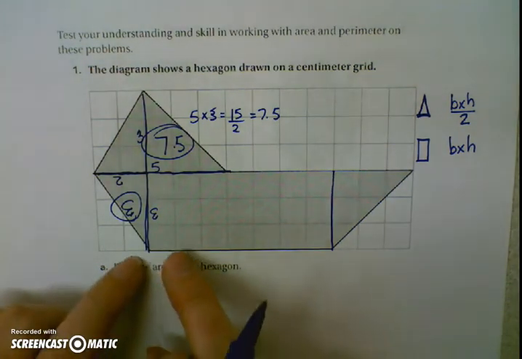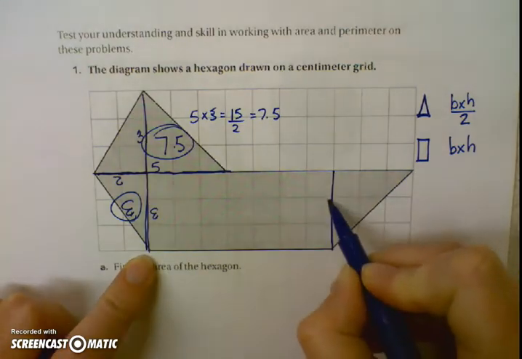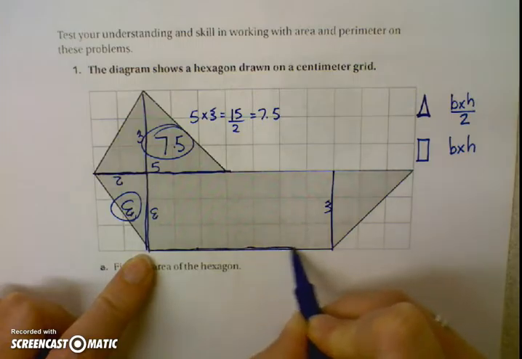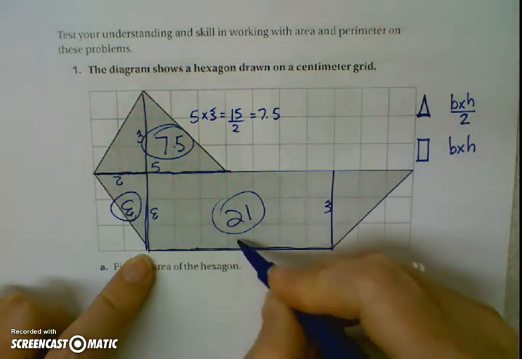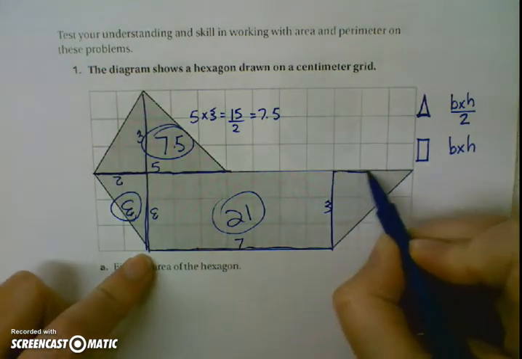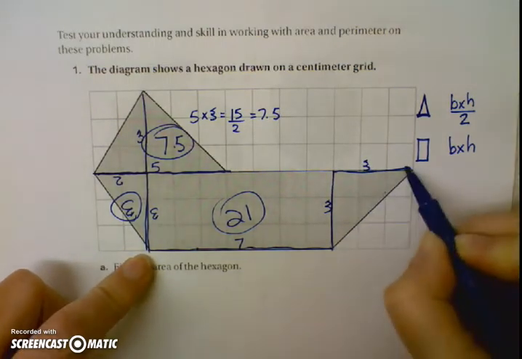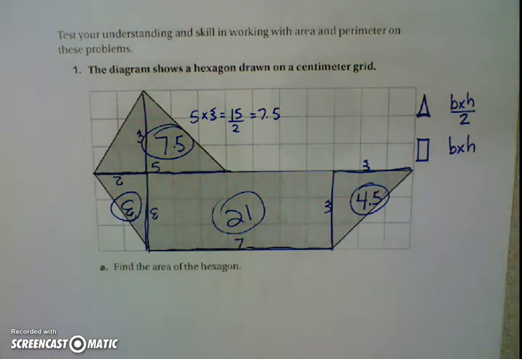I can tell that this rectangle right here is 3 by 1, 2, 3, 4, 5, 6, 7. So the area of that rectangle is 21, 3 by 7. And this is a 3 by 3, which gives me an area of 9. Cut it in half for an area of 4.5. So I have all my pieces figured out.